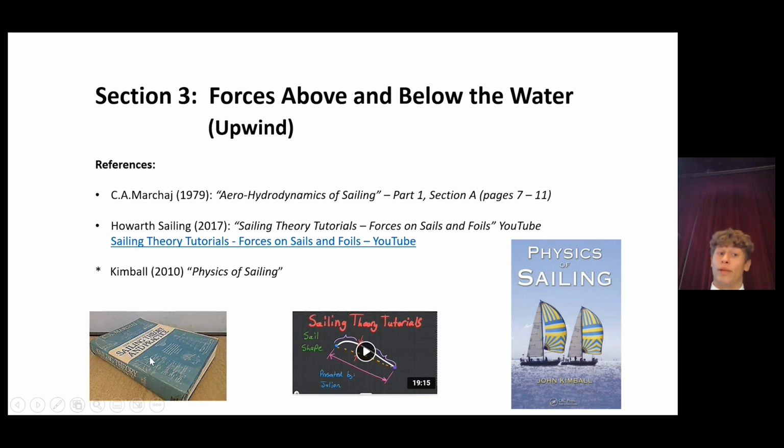Marchai, which was very complicated and very hard to follow. I went onto a forum and found a book made in 2010, which is a bit of an update from 1979, by a guy called Kimball. It was a lot easier for me to understand and explain to you in this presentation today. YouTube also helped me figure this out, by an account by Howard Sailing, which really helped me understand the forces involved.